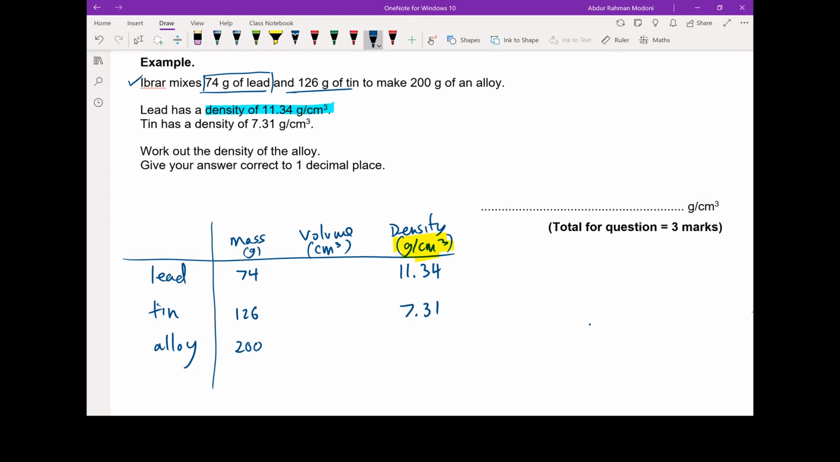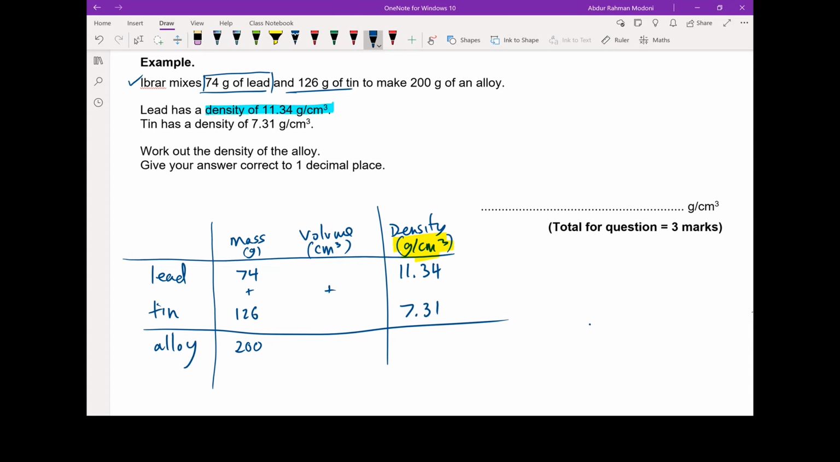Now remember what we said, we cannot add these two. They're the only ones that you cannot add. Whereas the other ones, because they're singular units, we can add them. 74 plus 126 does equal the 200. Likewise, that one added to that one will equal that one, but not with the density. So here's my two-way table.